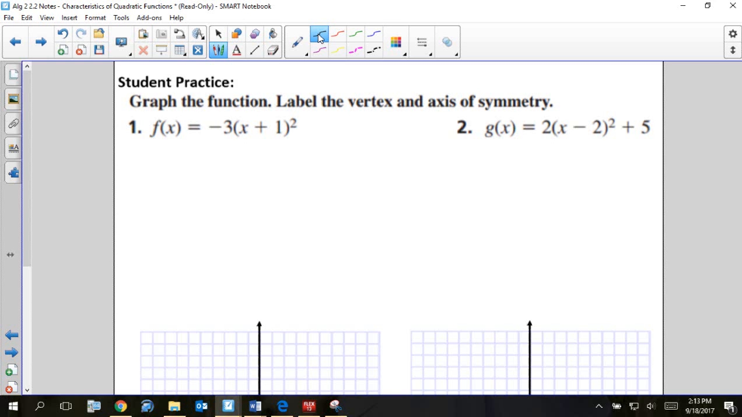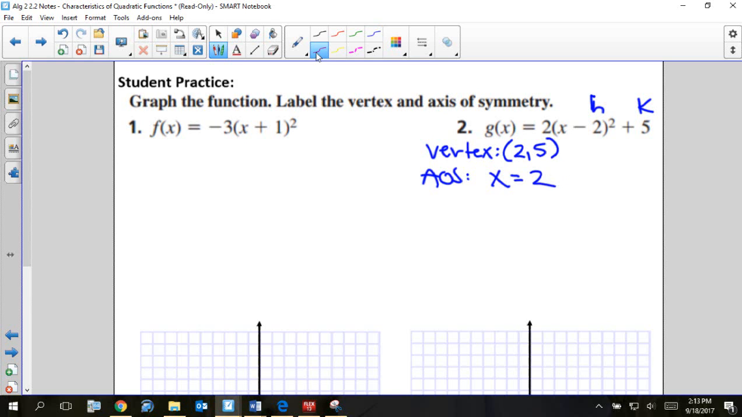So first of all, start with our vertex. Vertex is 2, 5. We use the opposite of our H, and then we use our K. So AOS, axis of symmetry, x equals the x part of the vertex, 2. If you have your vertex, then you have your axis of symmetry.